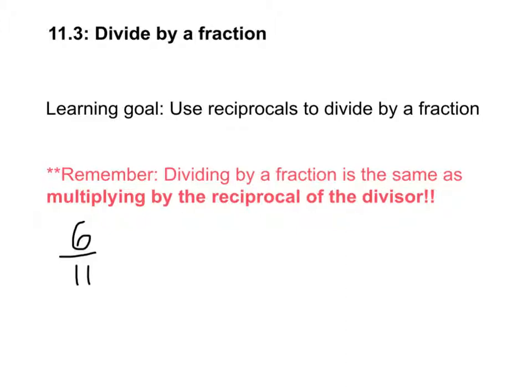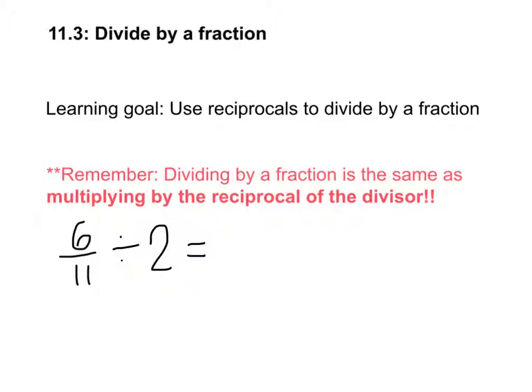So let's remind ourselves, dividing a fraction is the same as what? Multiplying by the reciprocal of a divisor. Let's say that together. Multiplying by the reciprocal of the divisor. Yesterday we talked about having a fraction, for example 6/11ths, and dividing it by a counting number. Let's say by 2. How would we do 6/11ths divided by 2?